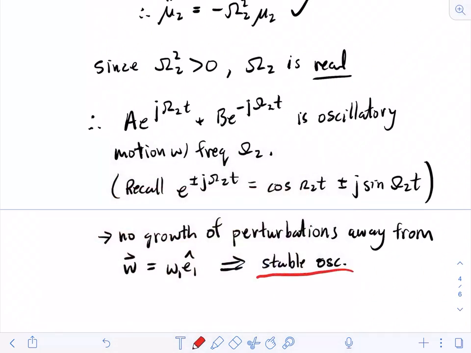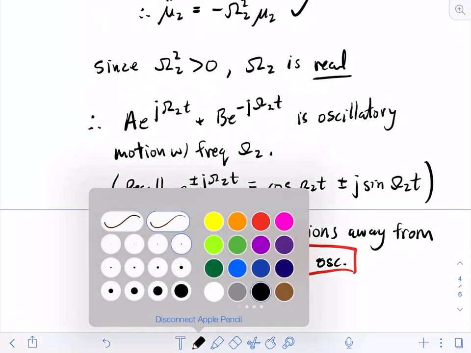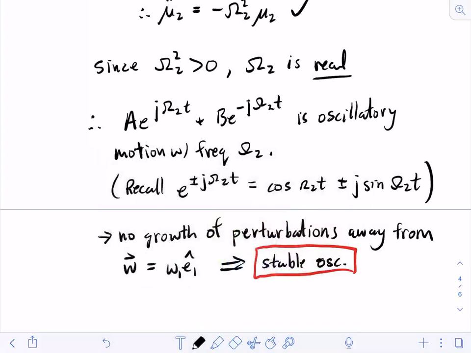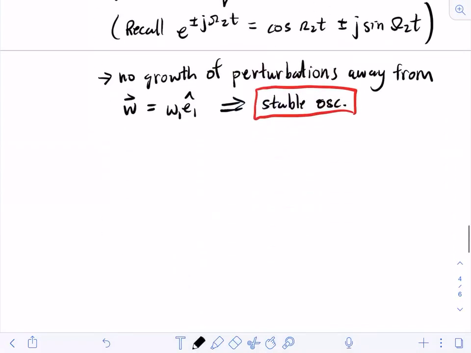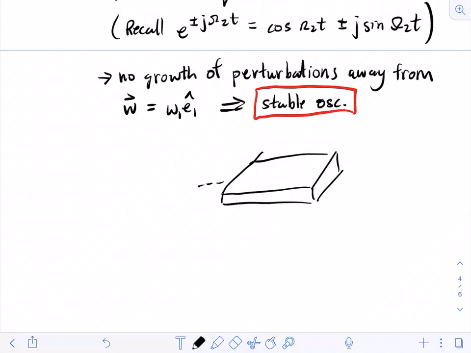And so that's our first observation: if we start a rotation about the axis with the smallest rotational inertia, we will get stable oscillations. That means if you take your phone and start rotating it about this axis, then you'll find that you should get stable rotations.